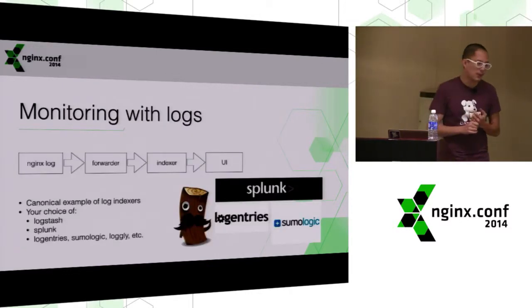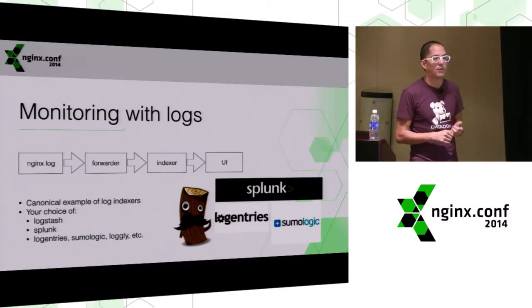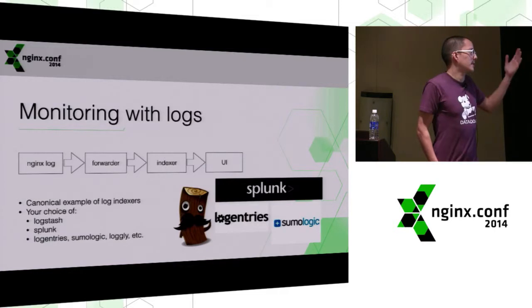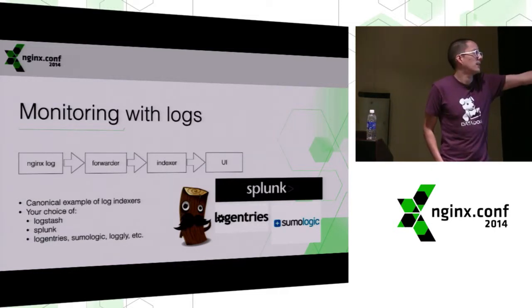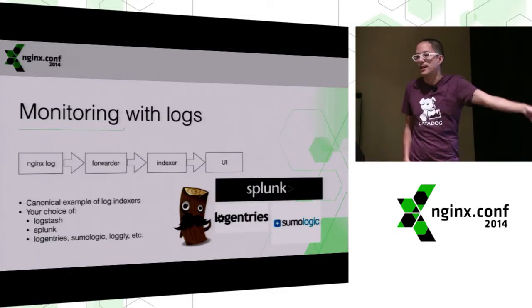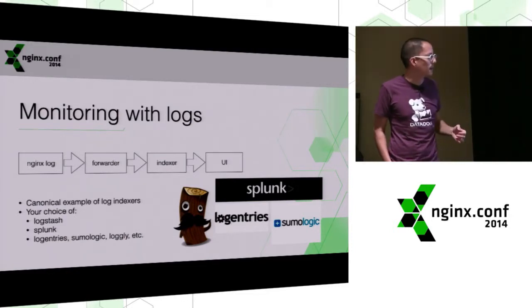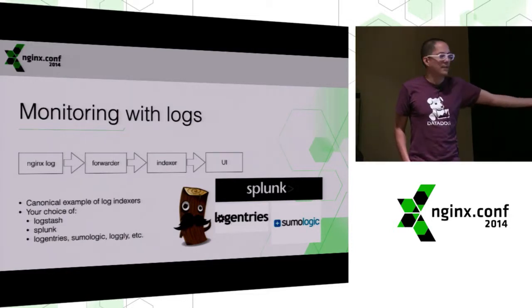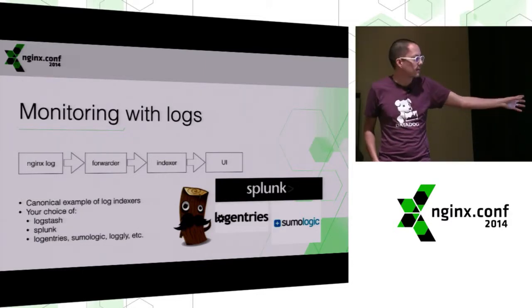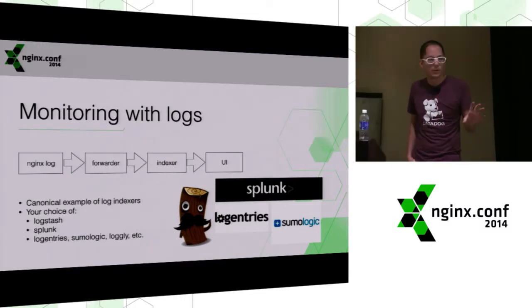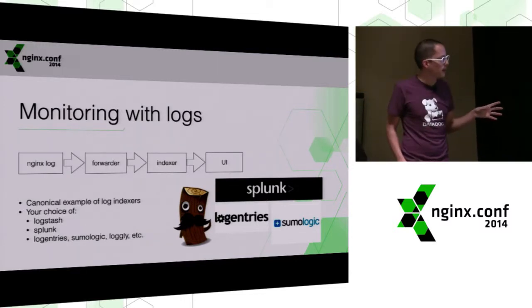Monitoring with logs is the canonical example of log processing. It's been around forever. The way it works is you centralize your logs via a forwarder, which sends them to an indexer, and then there's a UI that accesses that index. These are some of the things you can use to do that: Logstash, Splunk, Logentry, Sumo Logic. There's a whole cottage industry of online log management tools.